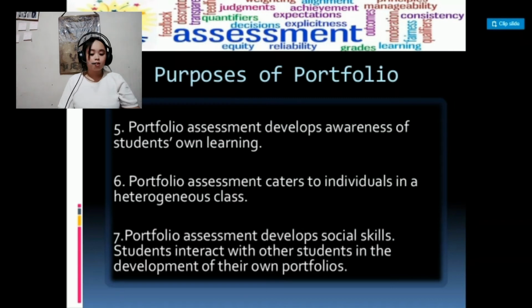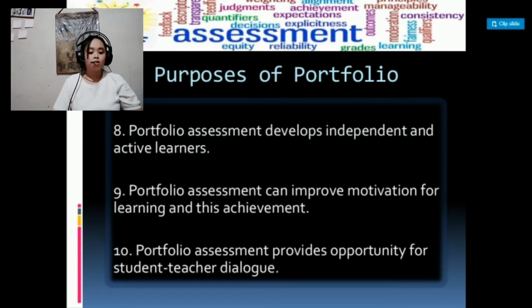And next is that portfolio assessment caters to individuals in a heterogeneous class and develops social skills. This means that portfolio assessment creates a diverse environment inside the class. It includes people with different social and ethnic backgrounds, which includes race and gender. From that, it develops social skills in which the students interact with each other in creating their own portfolio.